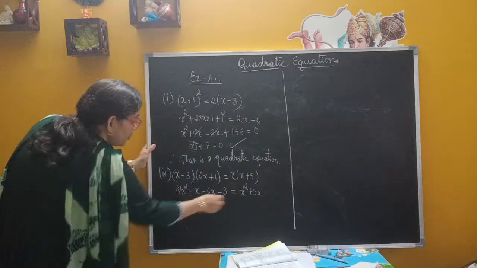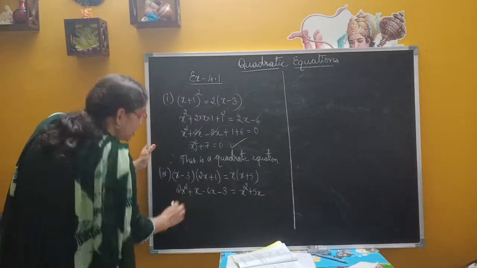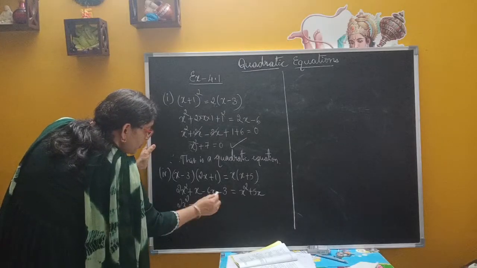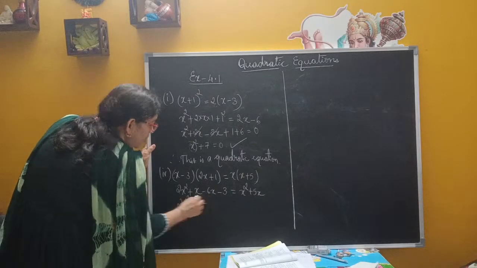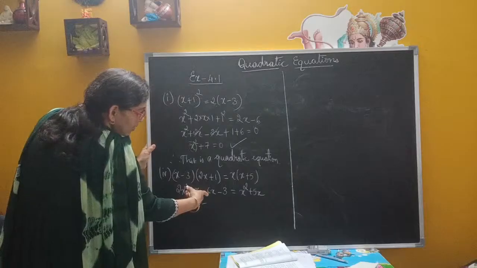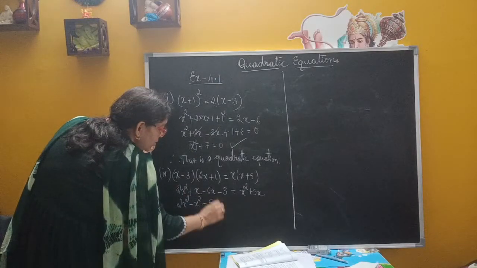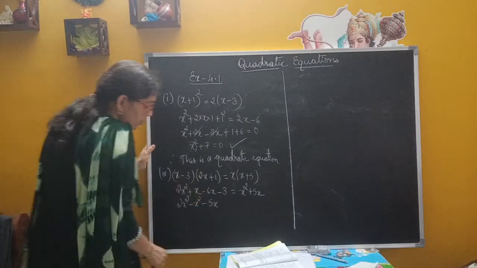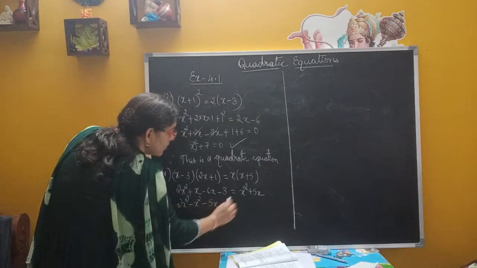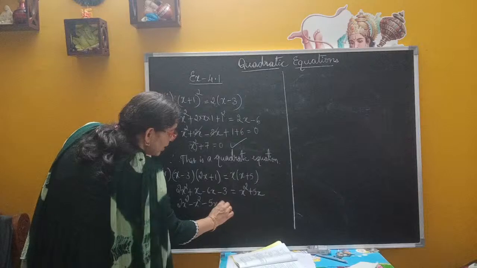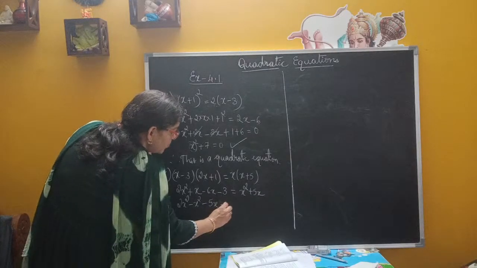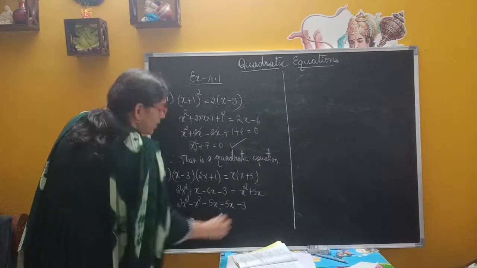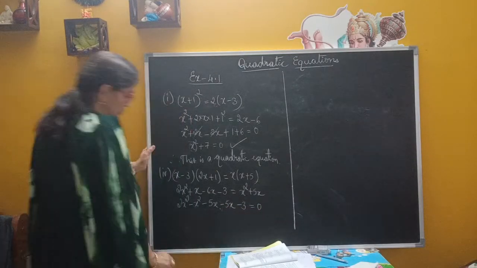Now let us transpose the terms in the RHS. So it is 2x square. I bring x square here, so it becomes minus x square now. Plus x minus 6x, how much do we get? Minus 5x. Plus 1 minus 6, minus 5x. I bring this 5x to the LHS, so plus 5x becomes minus 5x here. Minus 3 is equal to 0.